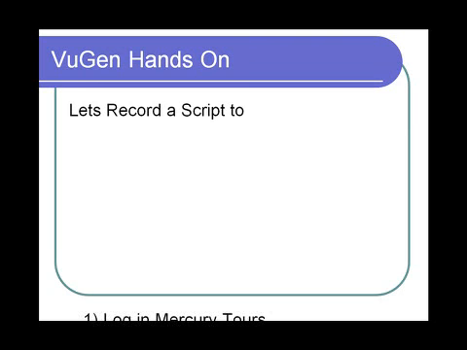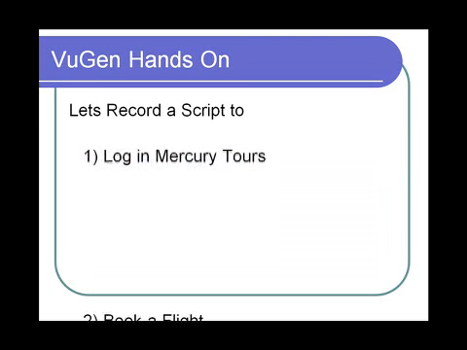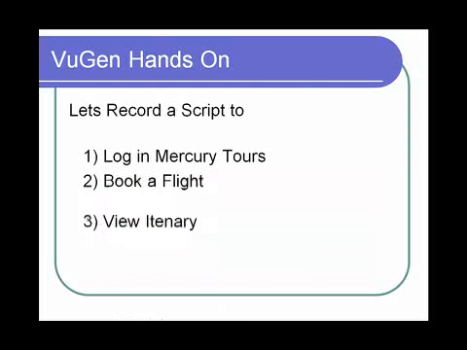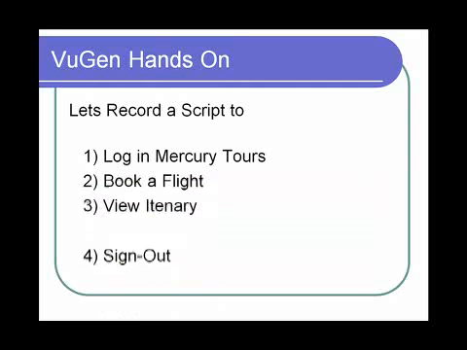Let's record a script in VuGen 2. Log in to Mercury Tools, book a flight, view the itinerary, and sign off from the application.